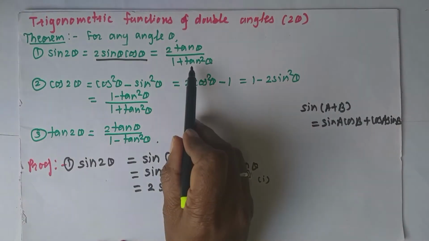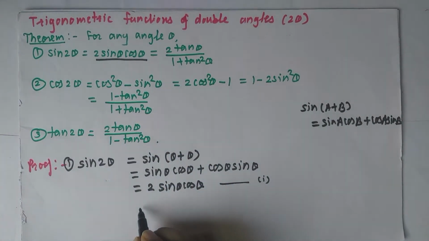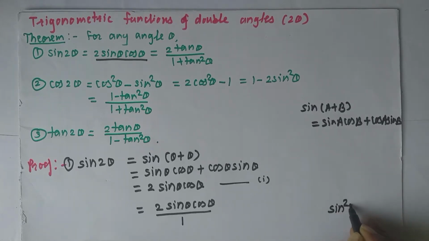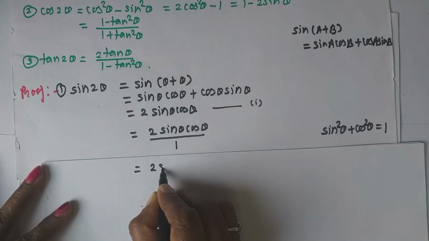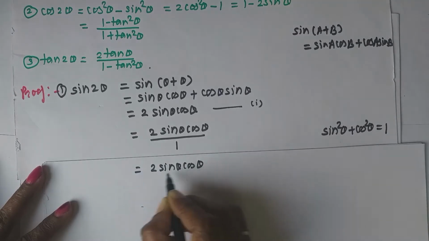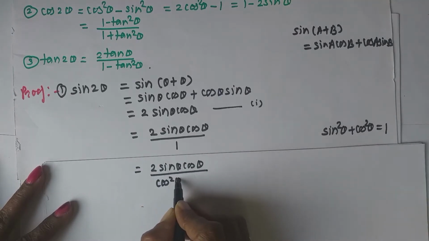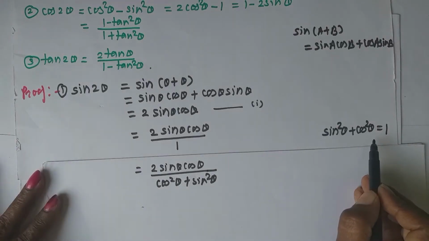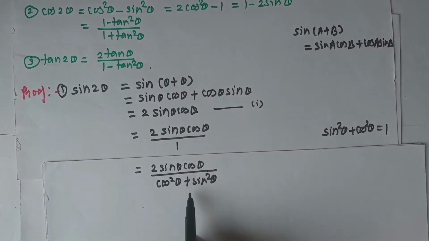Then we have to prove the second. Now we know that in the division of any number there is 1. Write down 2 sin theta cos theta as it is, and in the division there is 1. In the next step, for this 1 I will keep sin square theta plus cos square theta. We know the identity that sin square theta plus cos square theta is equal to 1. Write down 2 sin theta cos theta as it is. For this 1, I will keep cos square theta plus sin square theta, because we know cos square theta plus sin square theta is 1.